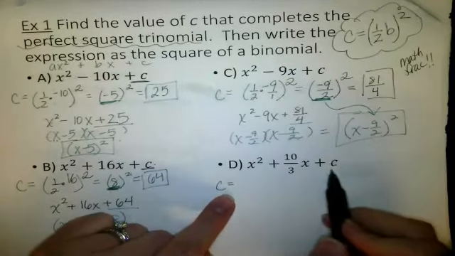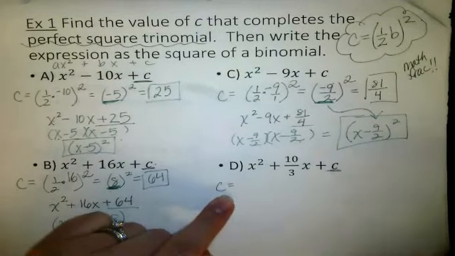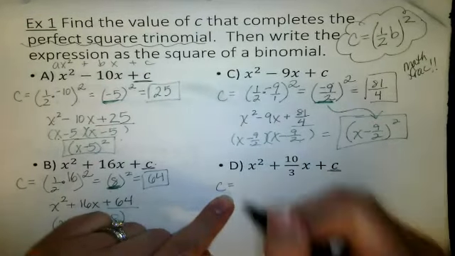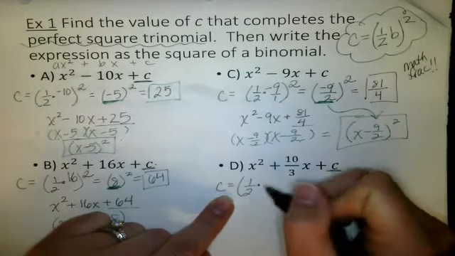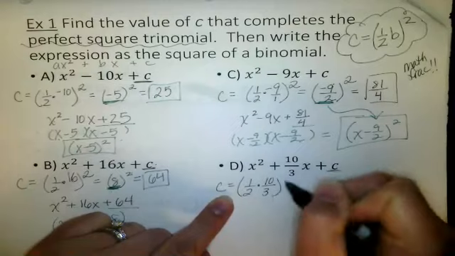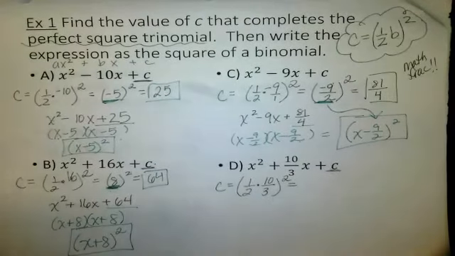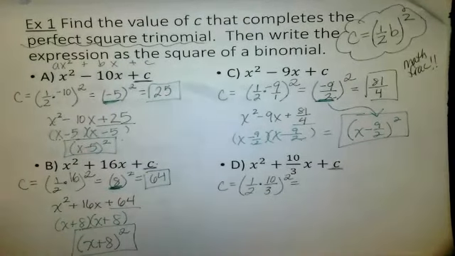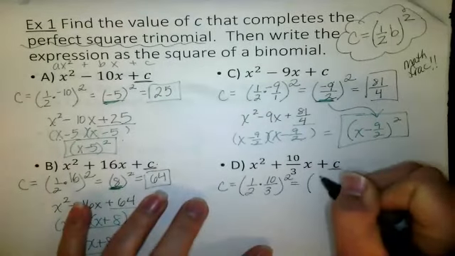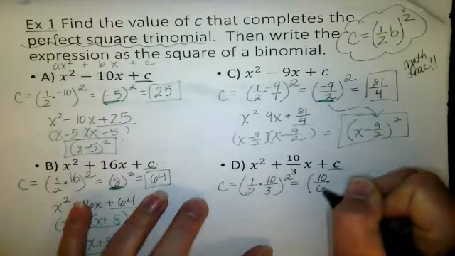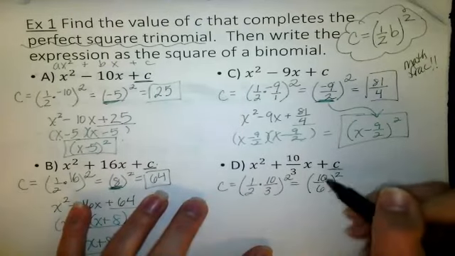How do we figure out this constant value? Half of 10/3. Half of 10/3, quantity squared. So what do you do with the half times 10/3? Multiply across. What does that give you? 10 over 6, quantity squared. Can you reduce that?